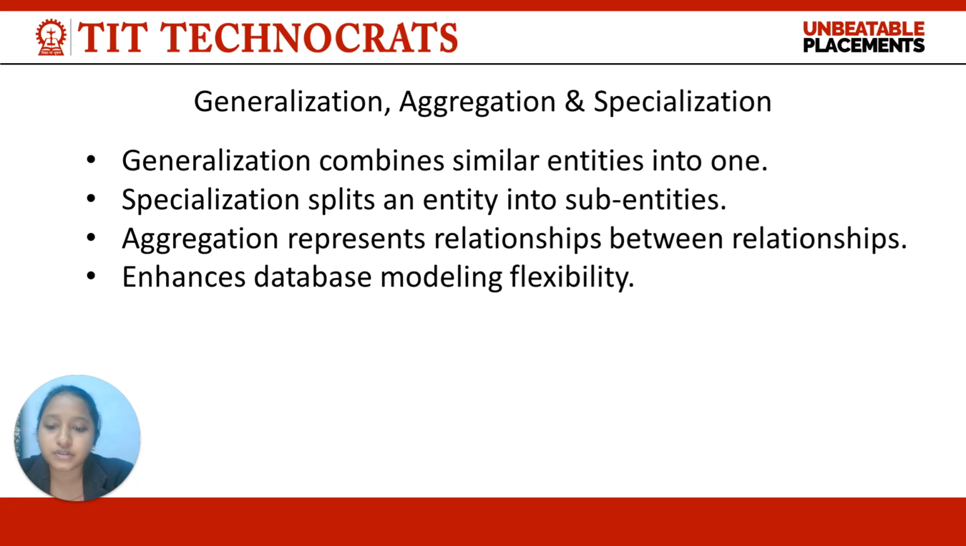Next topic is generalization, aggregation, and specialization. These are advanced concepts in the ER model. Generalization combines similar entities into one general entity. And specialization divides an entity into sub-entities with specific attributes. Aggregation represents a relationship between relationships. This concept helps in building more flexible and detailed data models.